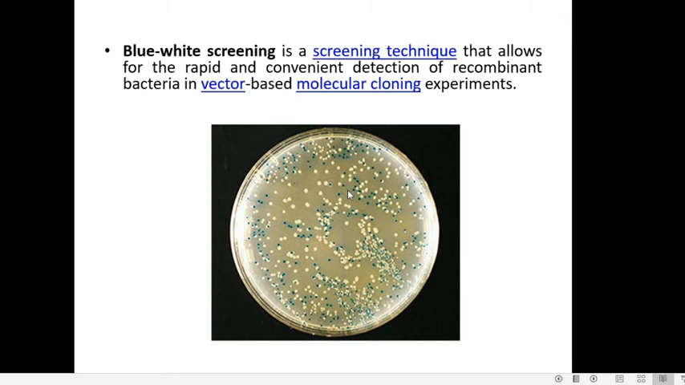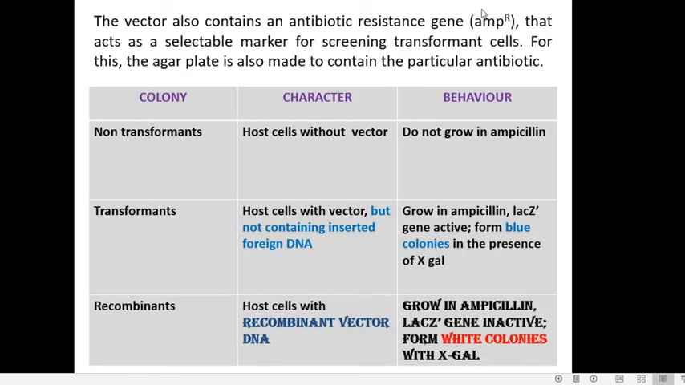Now, the vector should also contain one more marker to select the transformants, because you just imagine a non-transformant E. coli cell. That means you are using a host E. coli cell which can produce omega peptide. It cannot produce alpha peptide. And you are trying to insert a vector with a foreign DNA into that cell.